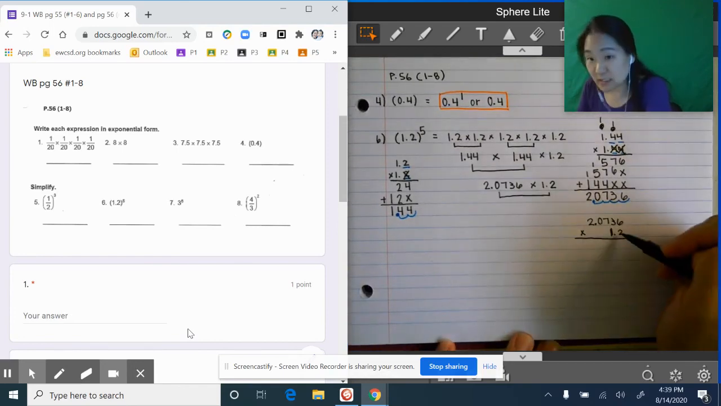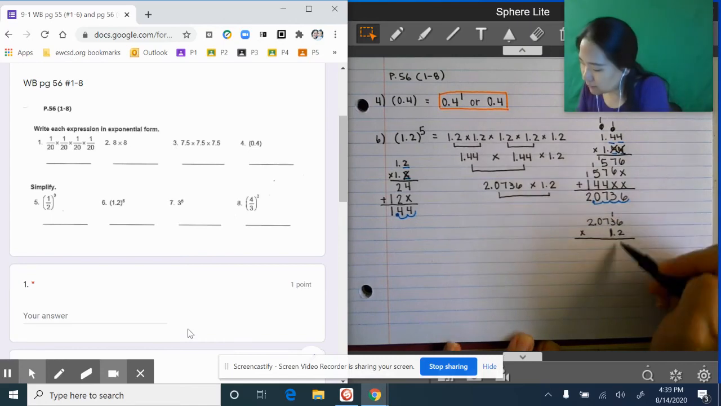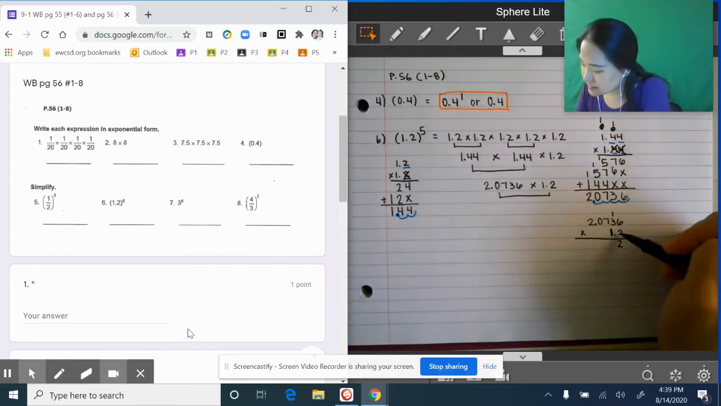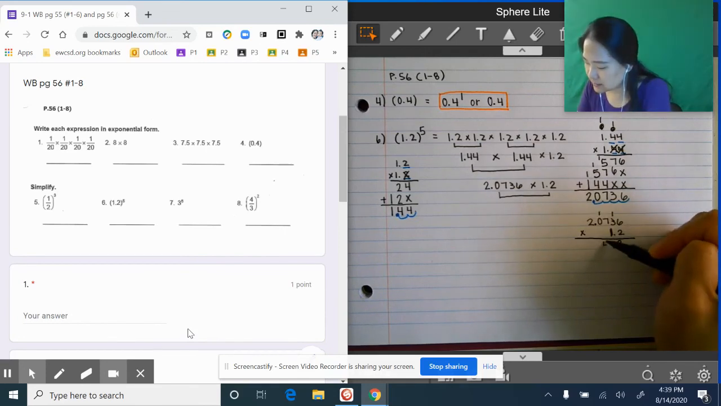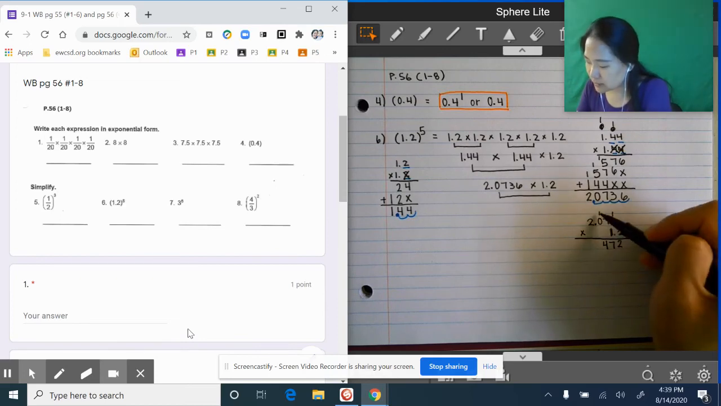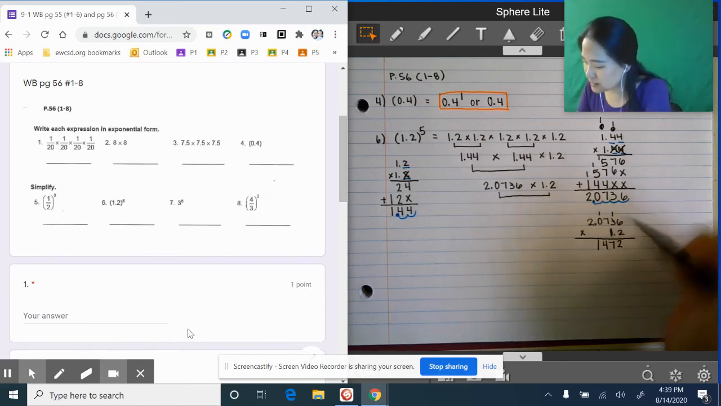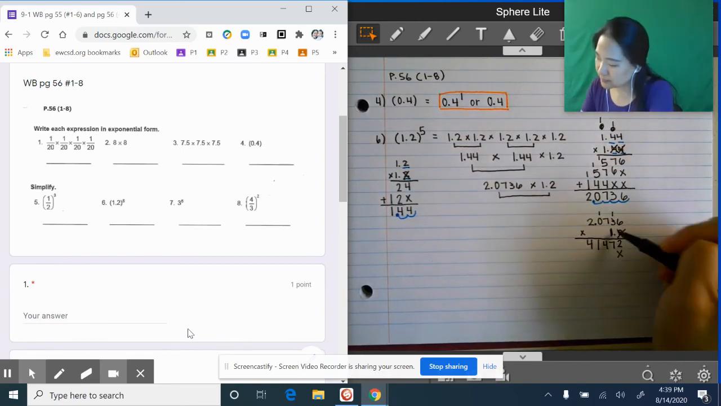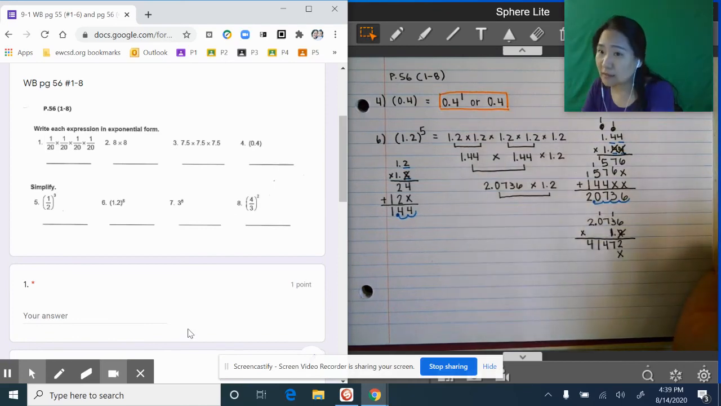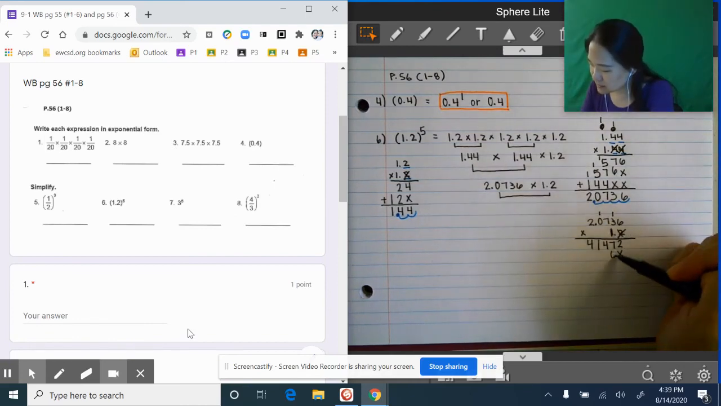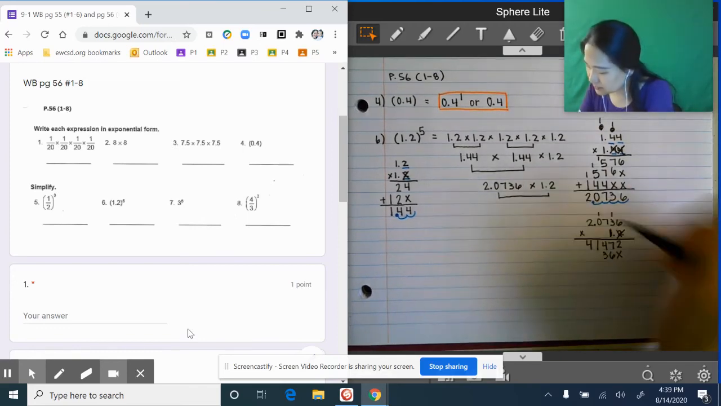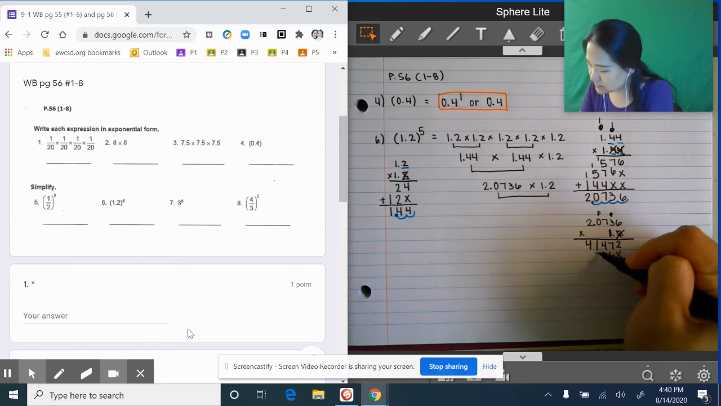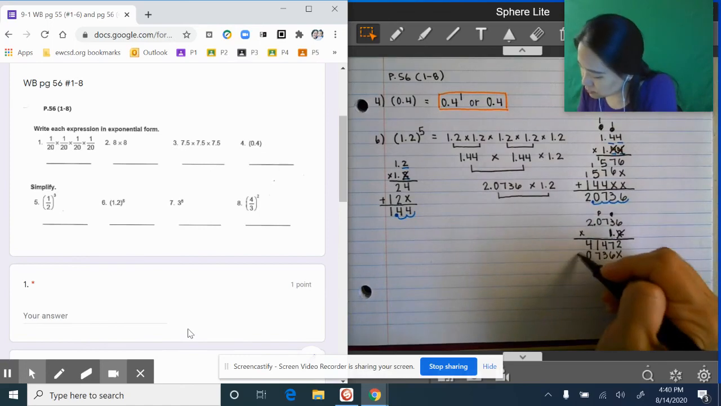Okay, my first digit. 2 times 6 is 12. 2 times 3 is 6 plus 1, 7. 2 times 7 is 14. 2 times 0 is 0 plus 1, so 1. 2 times 2 is 4. Now I'm going to X out and multiply all of these, and these are all multiplied by 1. Not hard. 1 times 6 is 6. 1 times 3 is 3. 1 times 7, 7. 1 times 0, 0. And 1 times 2, 2.